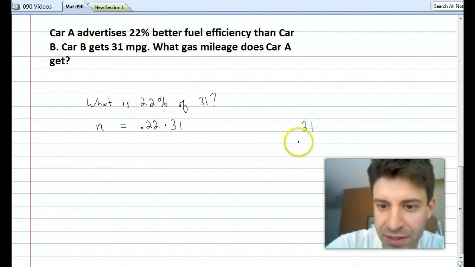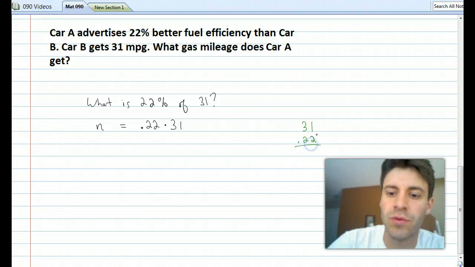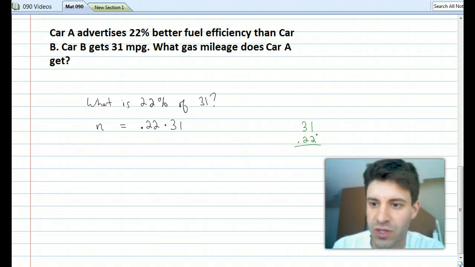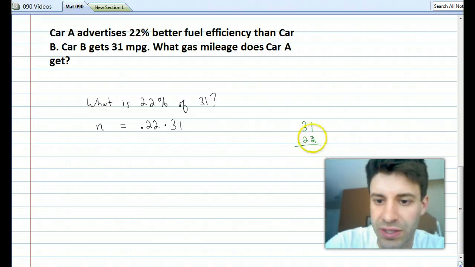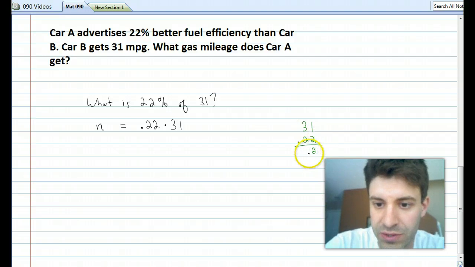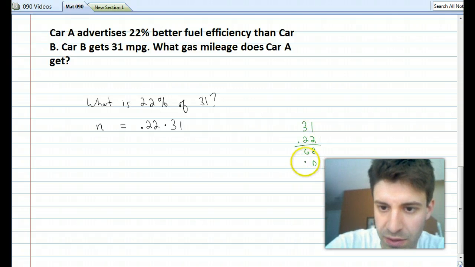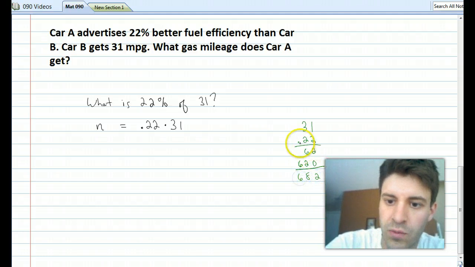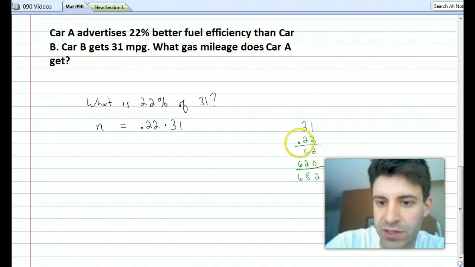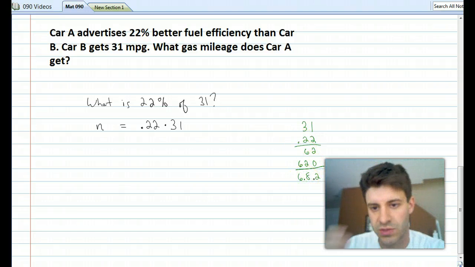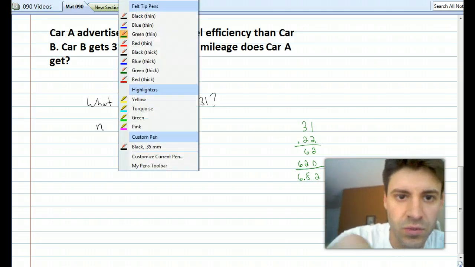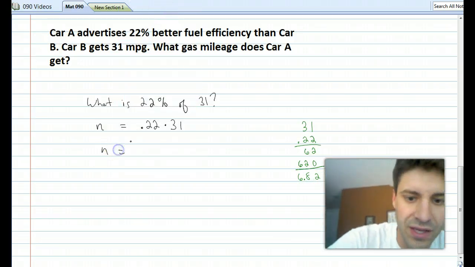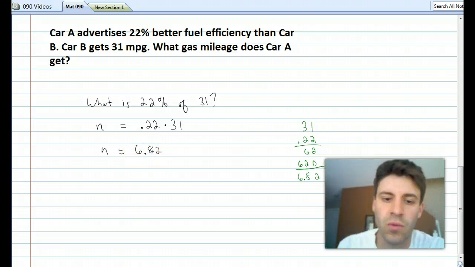And again, it's very likely that you'll have to do this by hand. So 31 times 0.22. If you want review of multiplication of decimals, go to our linked video. I'm just going to do this really quickly. 31 times 2 is 62. 0. That's going to be another 62. Add it up. We have two numbers to the right of decimals, so we want two numbers to the right of decimals in our answer. The answer, once you do the multiplication, is n equals 6.82.